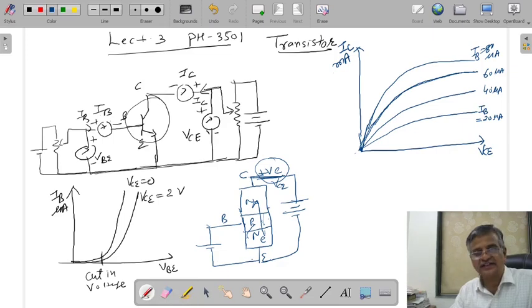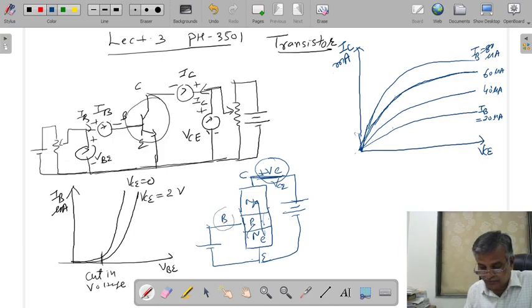As the base current increases, why does the collector current increase? Here the collector current is this much for this base current. Now you keep a base current of 40 microampere, and your saturated current is this much. It means the collector current increases from this point to this point. Why? Let us see why it increases.